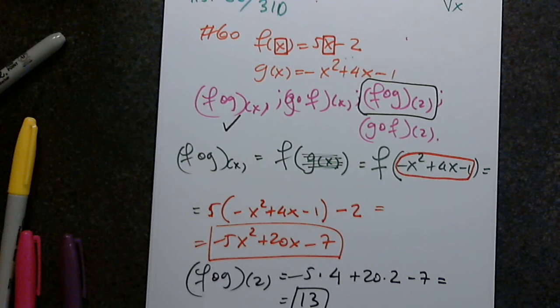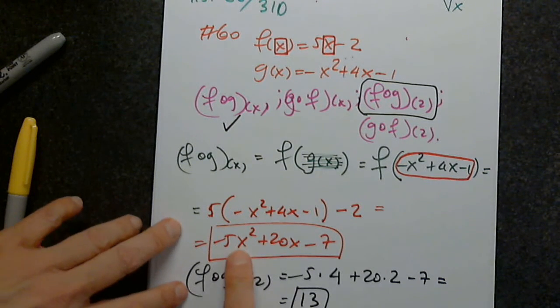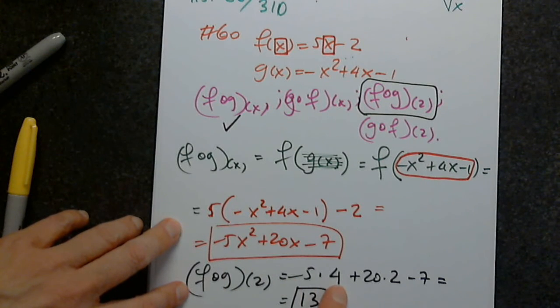Any questions on this? Square first, so I had 4. Negative 5 times 4 is negative 20, and this is 40. 40 minus 20 is 20. 20 minus 7 is 13.